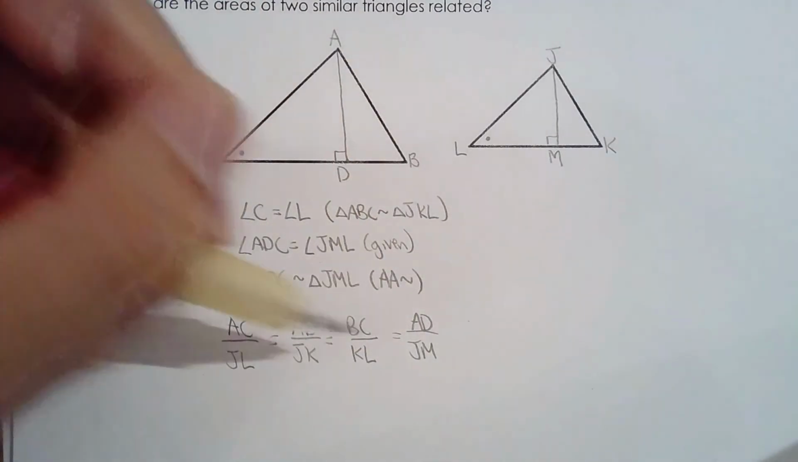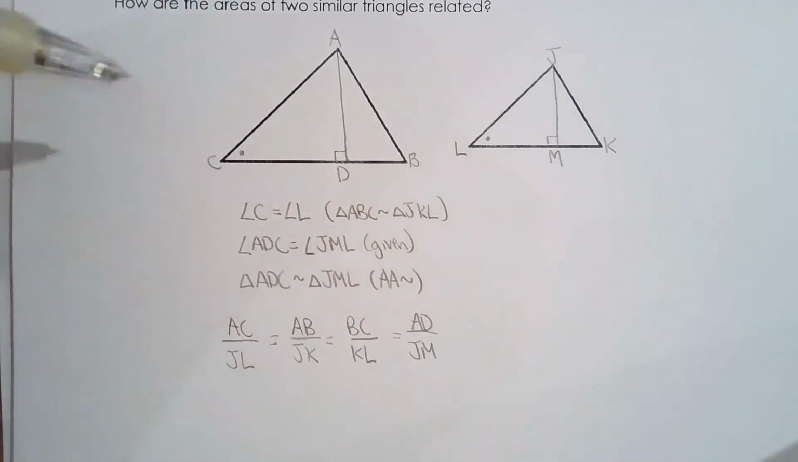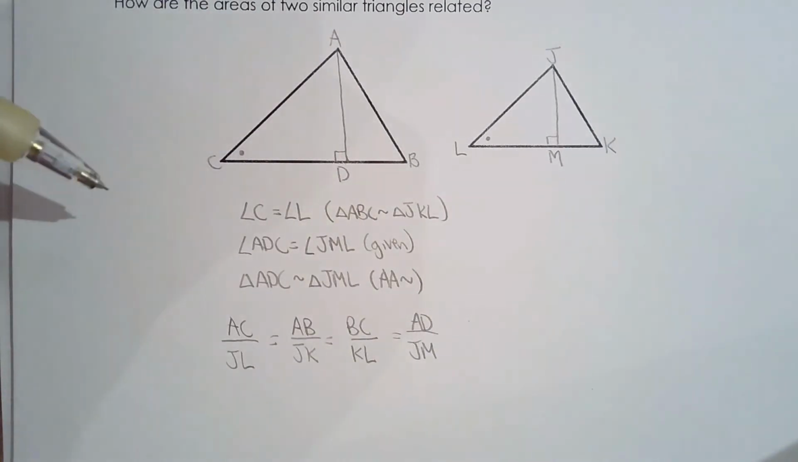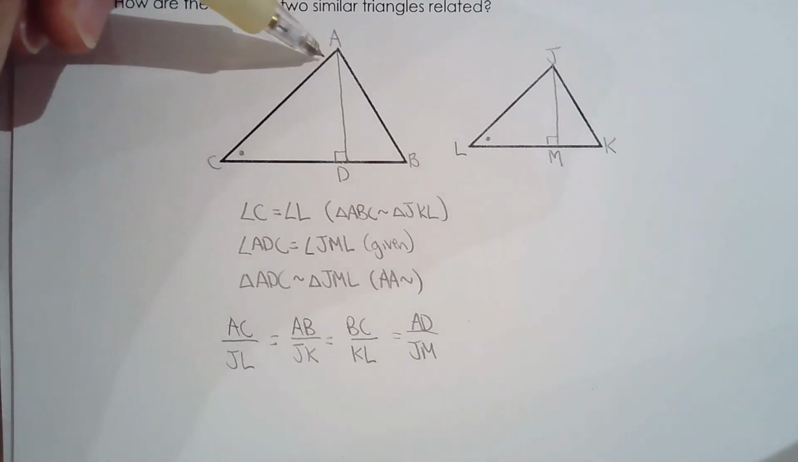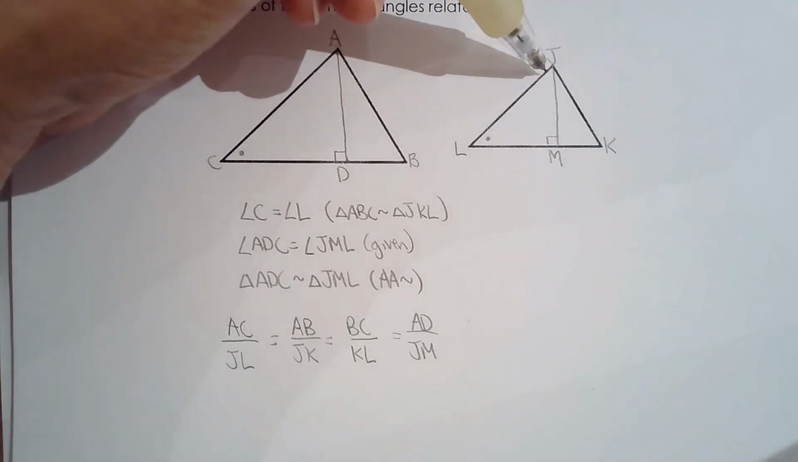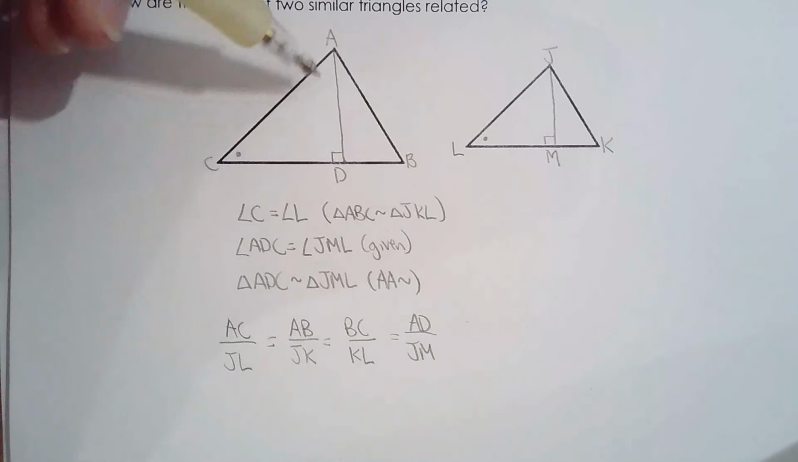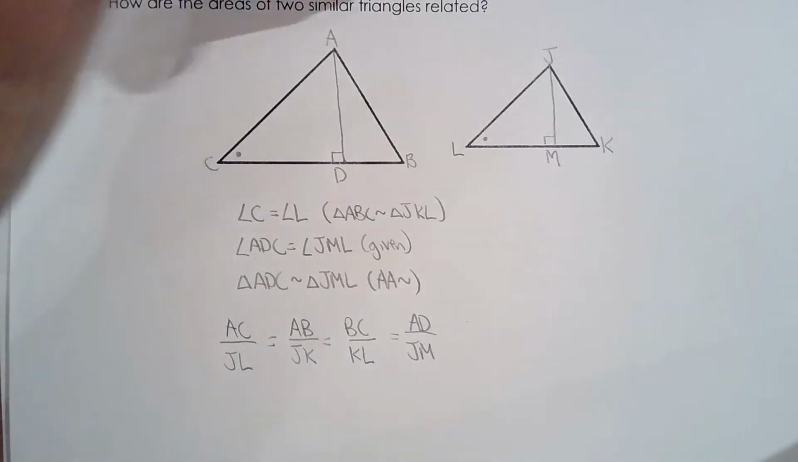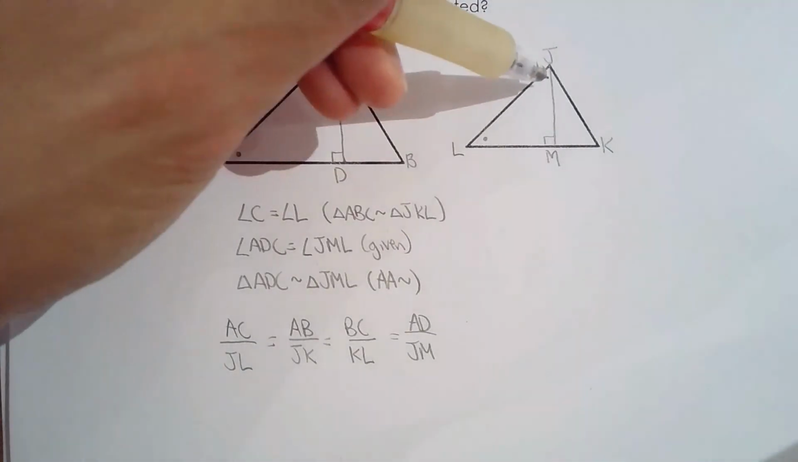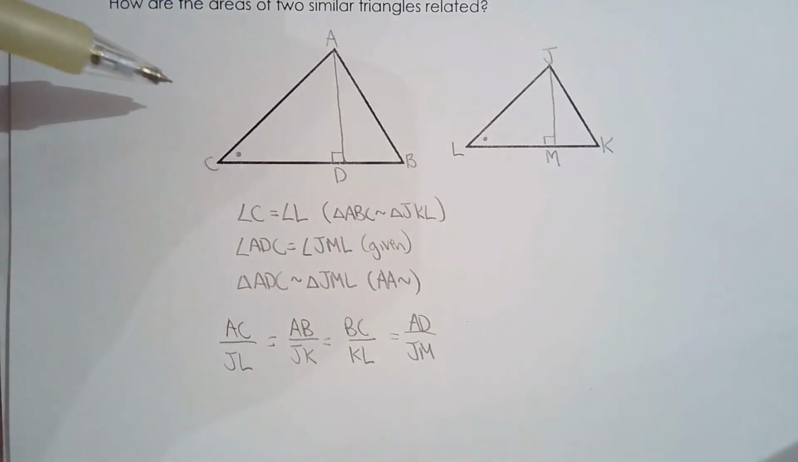That is very powerful because that is going to allow us to determine a relationship between the areas of similar triangles. So hopefully you can see that logic. So if I double JL to get the side length of AC, that means I also double the height of the triangle.